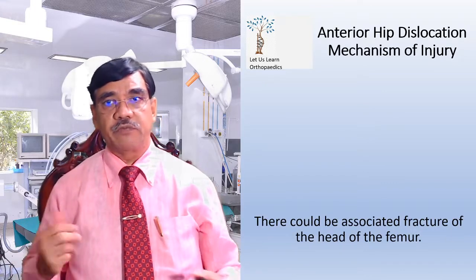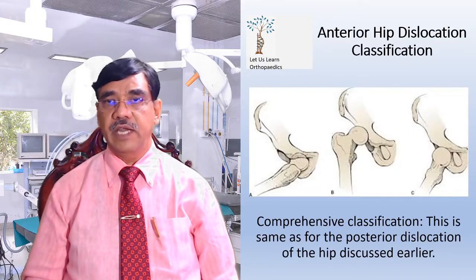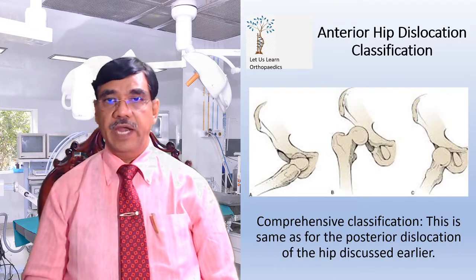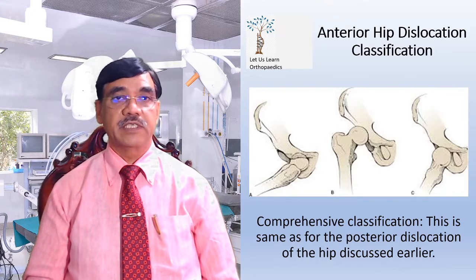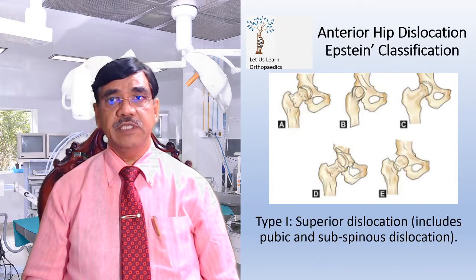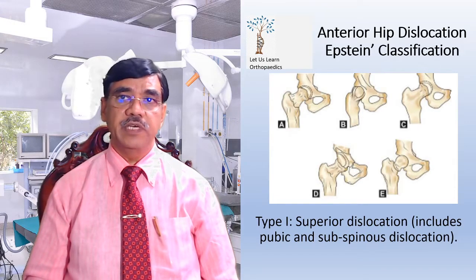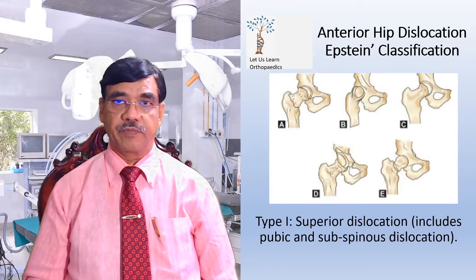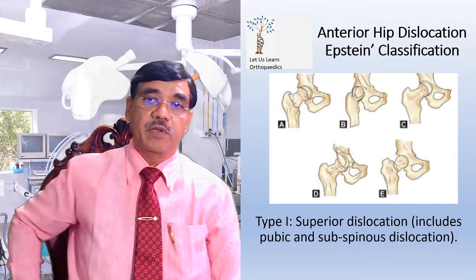Now, there could be an associated fracture of the head of the femur. Classification-wise, the anterior hip dislocation is classified using a comprehensive classification, the same as what we utilized for the posterior dislocation of the hip discussed in my previous videos. As far as Epstein's classification is concerned, the anterior hip dislocation is type 1. There is a superior dislocation including the pubic or the subspinous dislocation, that is, the head of the femur lying on the pubic bone or lying just below the anterior superior iliac spine.